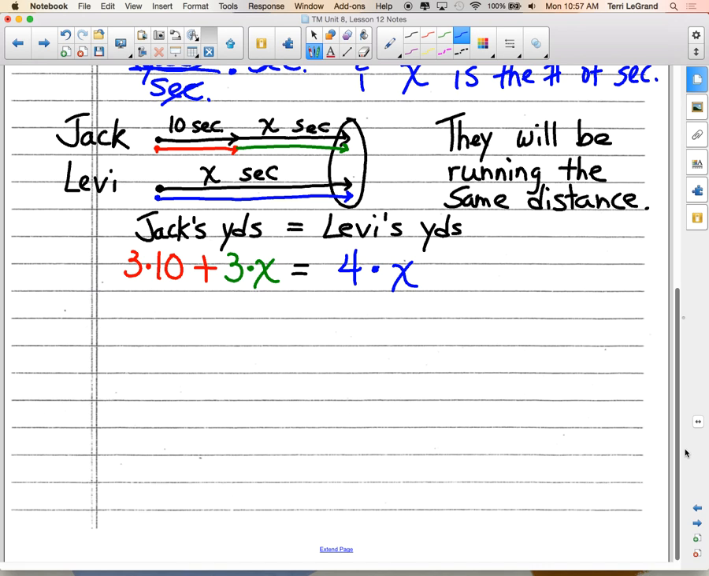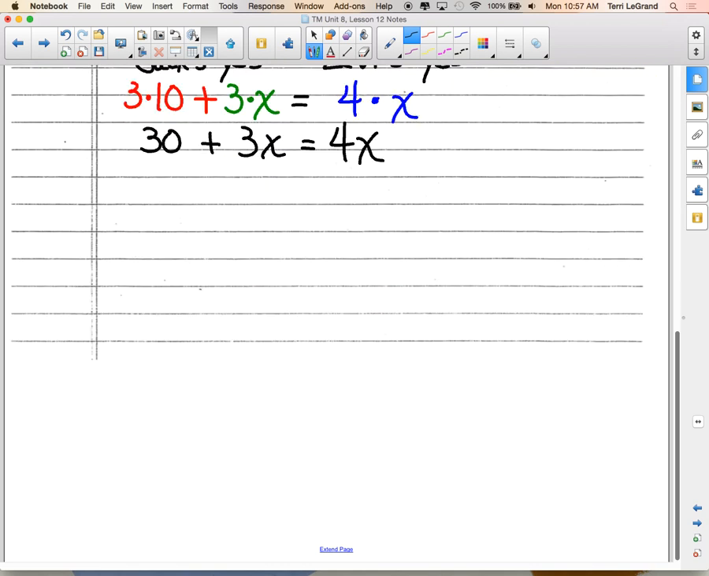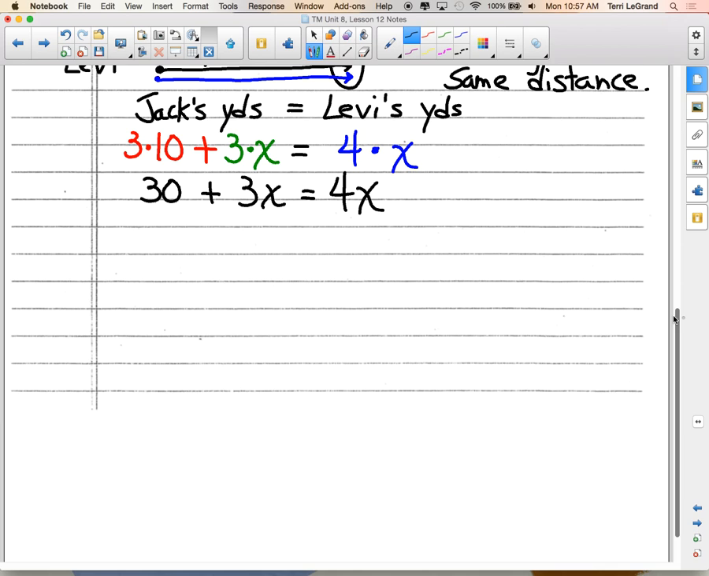What's 3 times 10? 30. I think that should be done. What's 3 times x? What's 4 times x? 4x. Okay. No subtraction going on. Any more getting ready to do? Remember, getting ready is you're not doing the same thing on both sides. We're ready? Okay, now let's go.